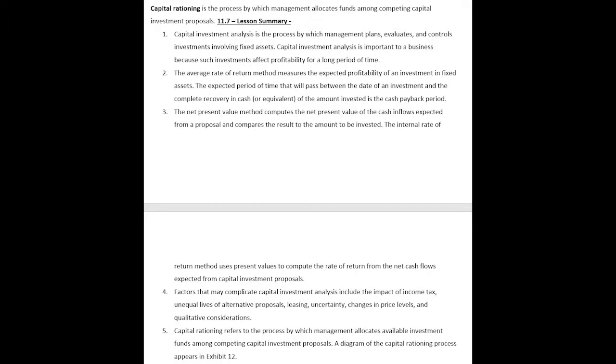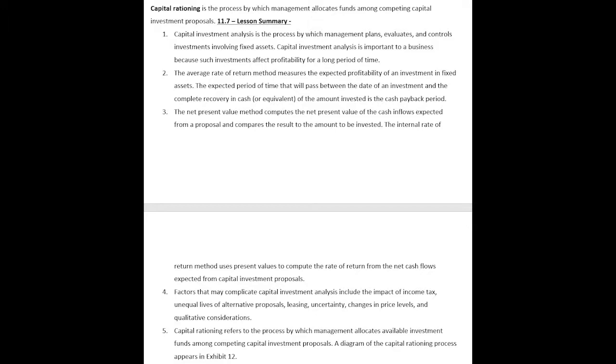To summarize, number 1, capital investment analysis is the process by which management plans, evaluates, and controls investments involving fixed assets. Capital investment analysis is important to a business because such investments affect profitability for a long period of time. Number 2, the average rate of return method measures the expected profitability of an investment in fixed assets.